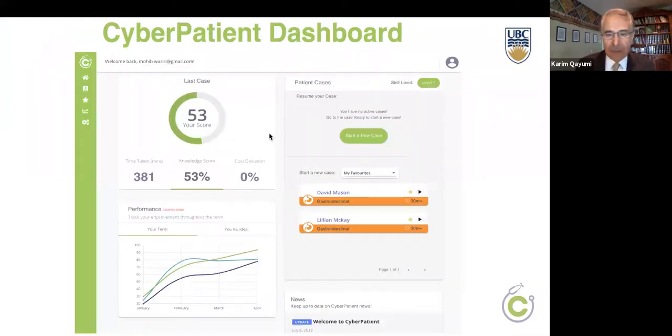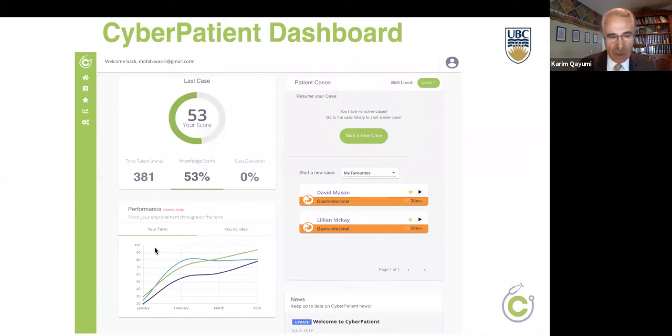So the dashboard: once you register, the first thing you see is your dashboard. You can go into this icon and change your level if you want. And then this is your home. In your home, you would see your time, the time it took you to finish your last case, the knowledge level that you are at, and the cost that you incurred. You can also go into your other statistics here and see all the past cases that you did, and you can look at your improvement, also your improvement in semester-long sessions.